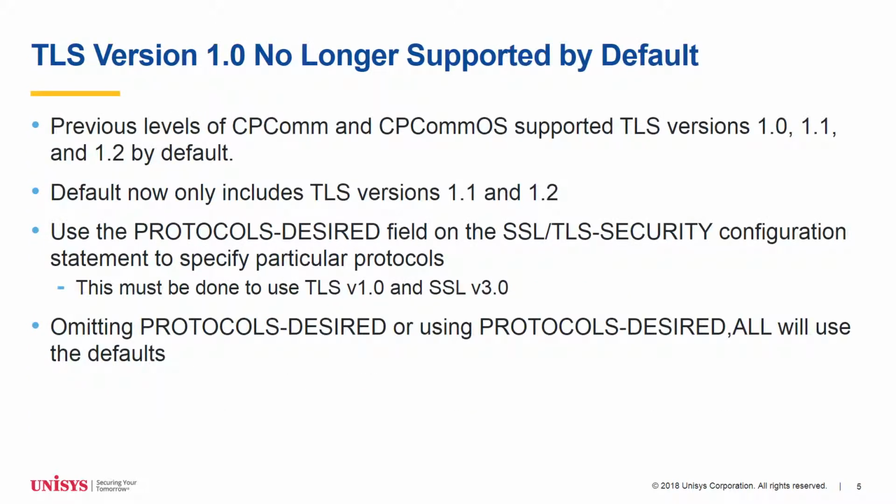The SSL TLS component in previous versions of CPComm and CPCommOS supported TLS versions 1.0, 1.1, and 1.2 by default. If your application required SSL version 3.0 support, you had to specifically configure it for use in the CPComm or CPCommOS configuration. You use the protocol desired field in the SSL TLS security configuration statement to specify the versions of SSL TLS protocol that are allowed.